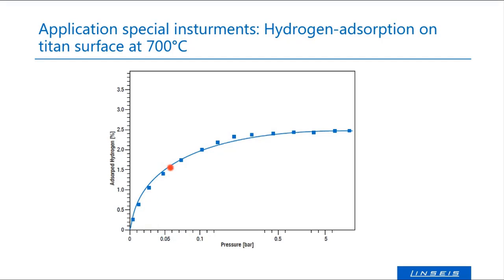And for each pressure, there was a certain amount of adsorbed hydrogen where the TG signal was stable and not increasing anymore.